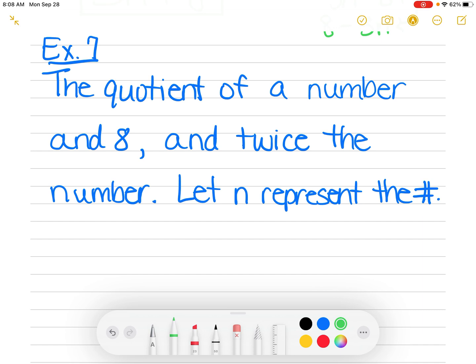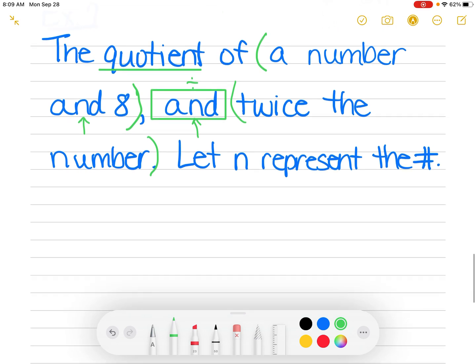Okay, so this says the quotient of a number and 8. When we have words like this, we're looking for that word and. Well, look, I have an and here and an and here. So this is a little bit confusing. But this is where some parentheses come in handy. So I'm going to show you that. I'm going to put a parentheses here because it says the quotient of a number and 8. And so this is where I'm going to put my division sign. Twice the number. So can you see it now with those parentheses? I have a number and 8, divide it by twice the number.